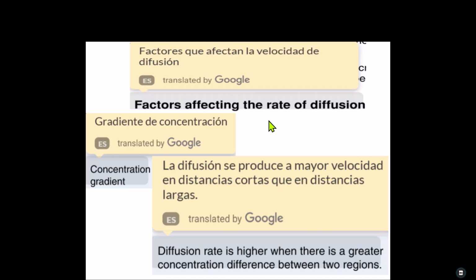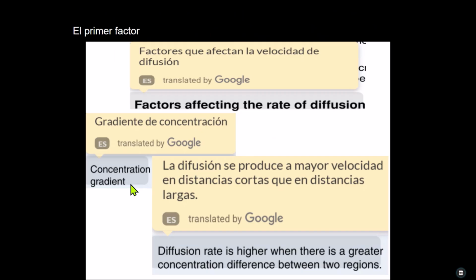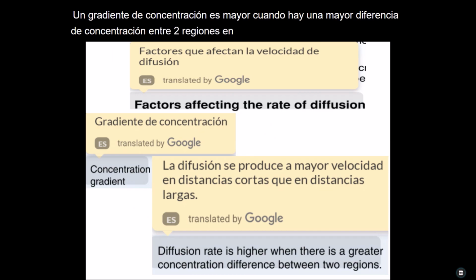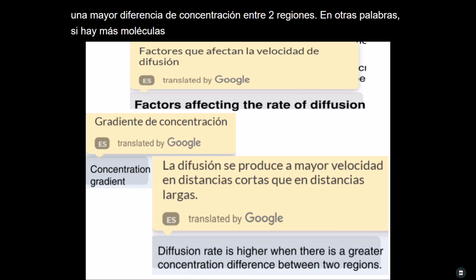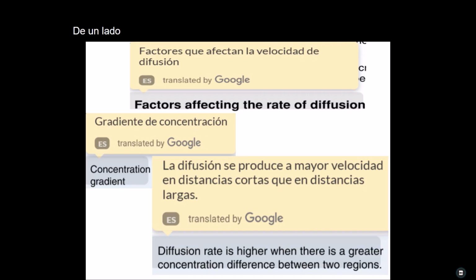Factors that affect the rate of diffusion. There are several factors. The first factor is the concentration gradient. The diffusion rate is higher when there is a greater concentration difference between two regions. In other words, if there are more molecules on one side than the other, it will cause diffusion to be faster from one side to the other because it wants to reach equilibrium as quickly as possible.